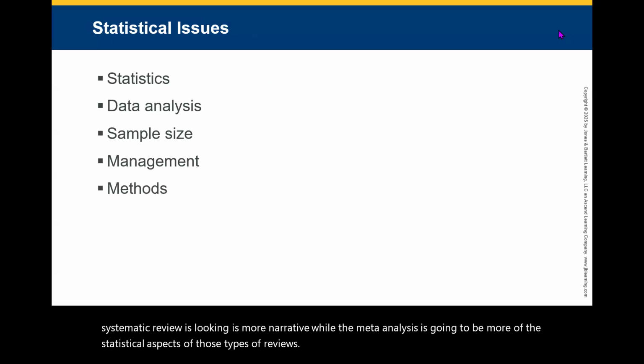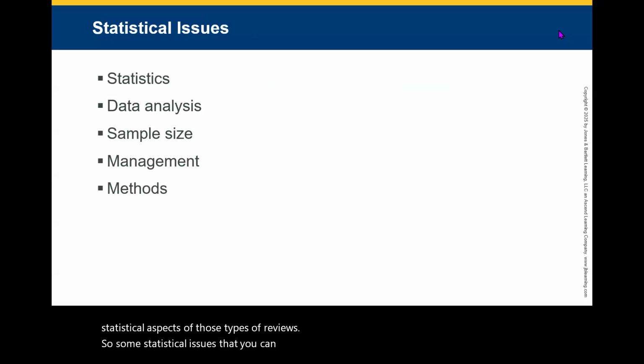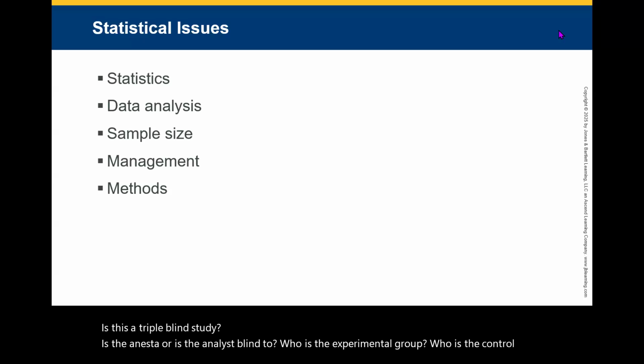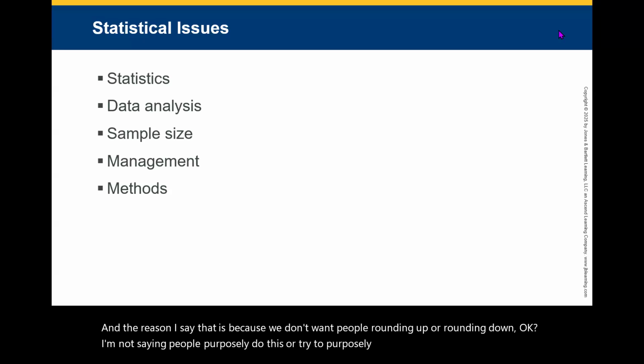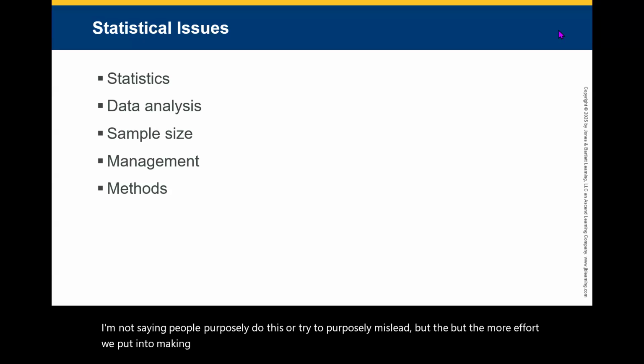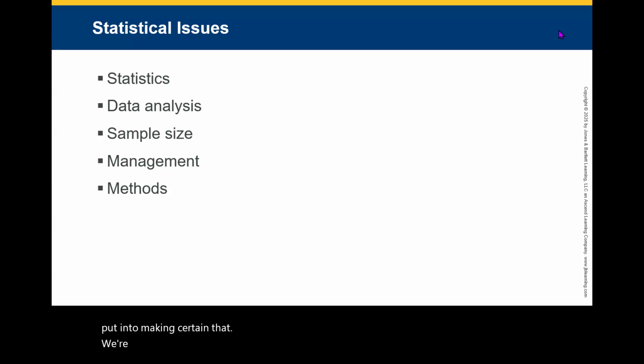So some statistical issues that you can run into, data analysis in the sense that, is this a triple blind study? Is the analyst blind to who is the experimental group, who is the control group? And the reason I say that is because we don't want people rounding up or rounding down. Okay, I'm not saying people purposely do this or try to purposely mislead, but the more effort we put into making certain that we're trying to control all these variables, the better.